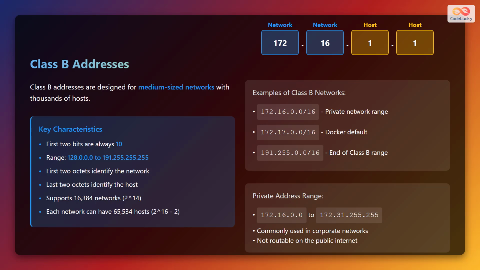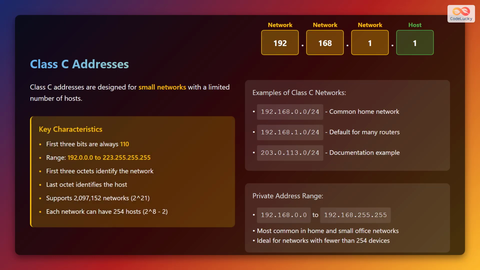172.17.0.0/16 is the default network used by Docker, and 191.255.0.0/16 is the end of the Class B range. The private address range for Class B is 172.16.0.0 to 172.31.255.255. These are commonly used in corporate networks and are not routable on the public internet.